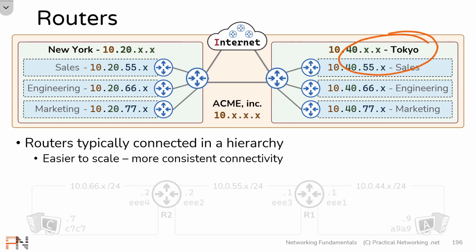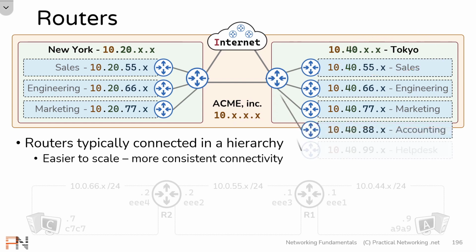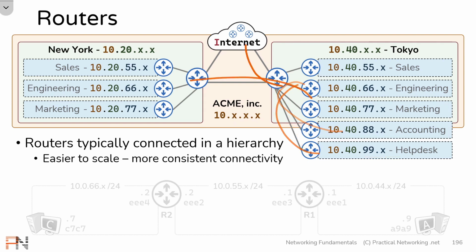Let's say the Tokyo network decides to expand and add two more networks, the accounting network and the help desk network. In each case, a router is stood up to handle the traffic for each of those networks, and that router is simply connected once into some sort of aggregation router, and instantly both of these networks now have connectivity into the rest of the topology of the Acme network. Hopefully this can show you that a network design where routers are deployed in a hierarchy is much easier to scale.